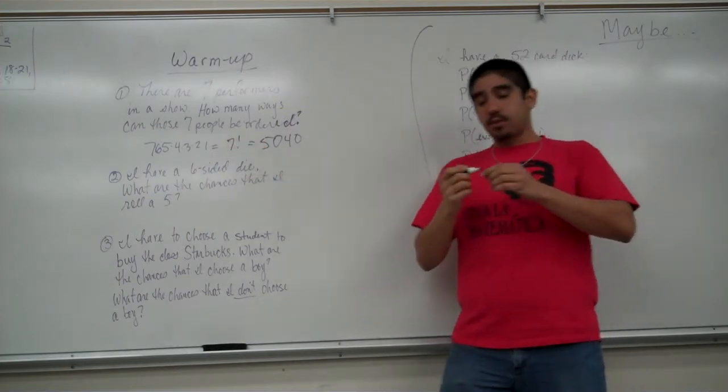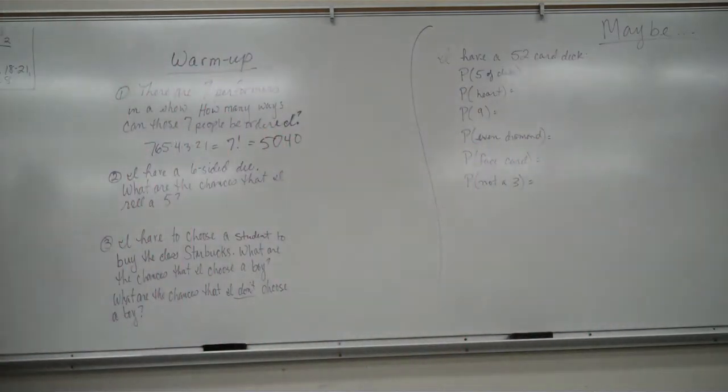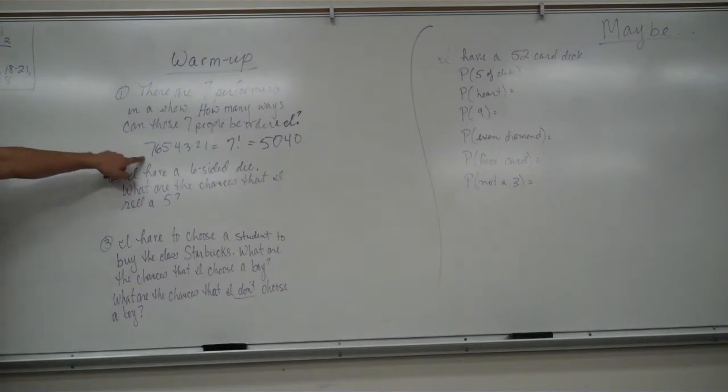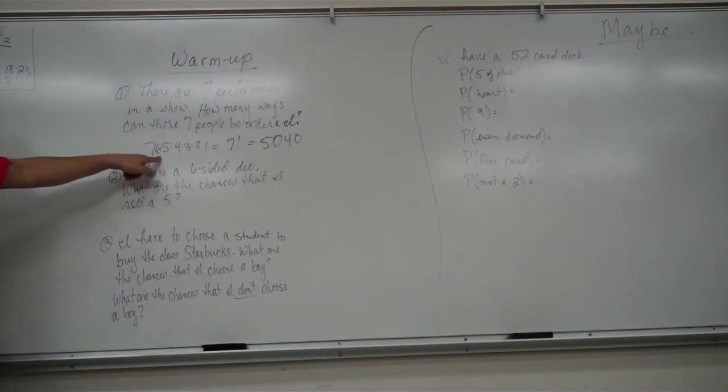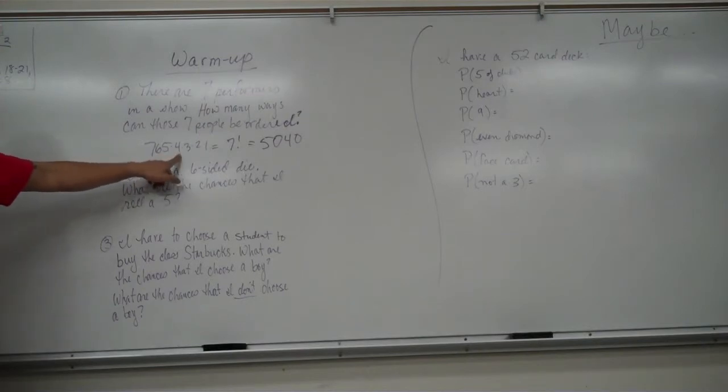And the reason that we do 7 factorial is because for the first person, there are 7 possibilities for that first person. Since we're going in order, there's 6 possibilities for the next person, because one of them's already gone. 5 possibilities for the next, 4 for the next, 3 for the next, 2 for the next, 1 for the next.